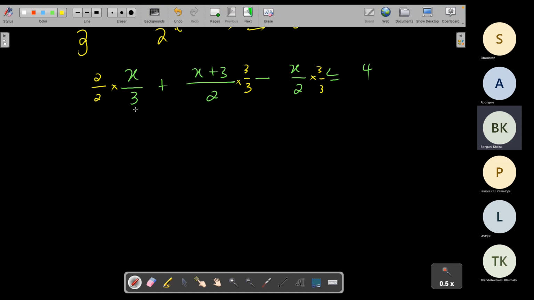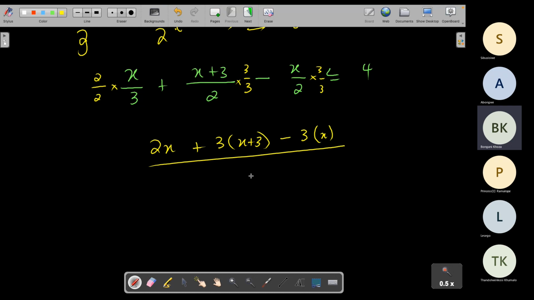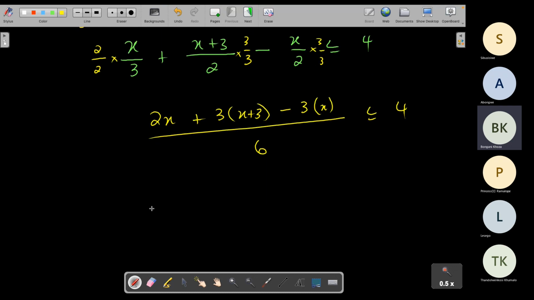Yes. All right, so here we end up with (2x + 3)(x + 3) minus 3 into x, like that. All of this divided by 6 is less than or equal to 4. Everyone happy? What's the next step? Get rid of the 6. We multiply both sides by 6.